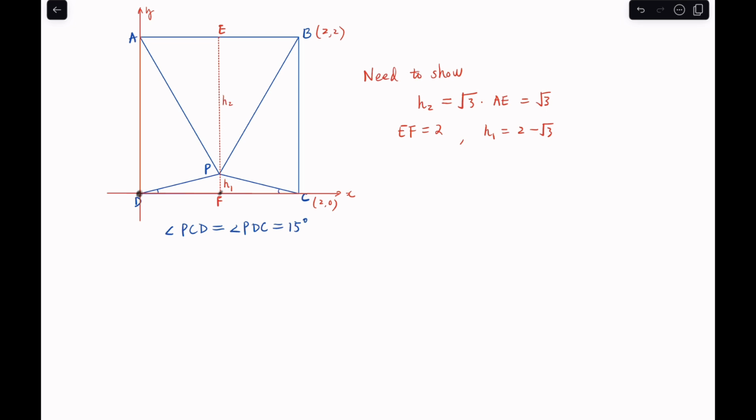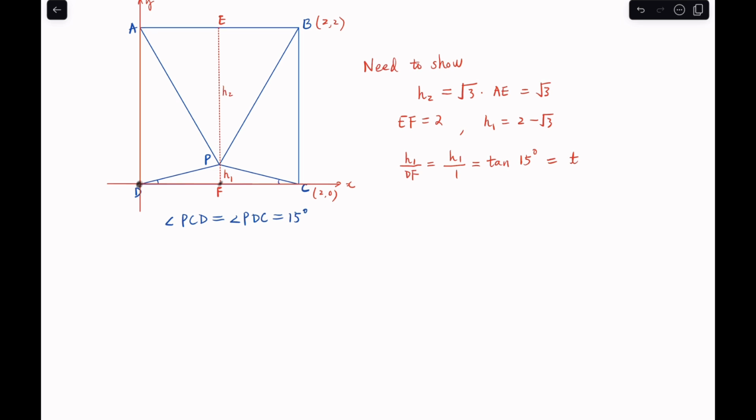Okay. How do we find that? So of course we know that H1 over DF, which is 1, right? H1 over 1 is going to be tangent of 15 degrees. How do we find tangent of 15 degrees? So let tangent 15 degrees be T, and we know the formula here, right? Here, theta be the 15 degrees.